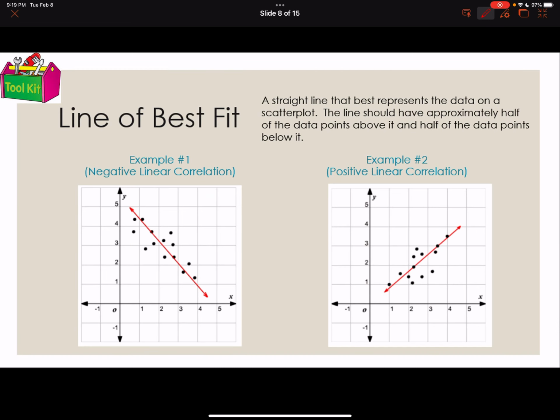All right, now let's talk about what we call the line of best fit. A line of best fit is a straight line that best represents the data on a scatter plot. The line should have approximately half of the data points above it and half below it.